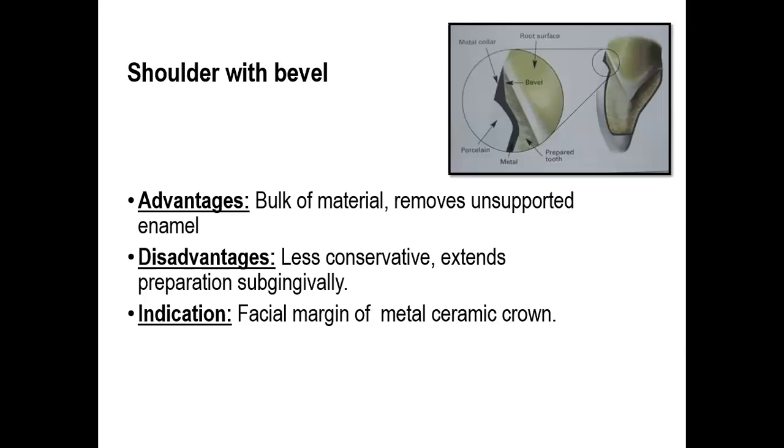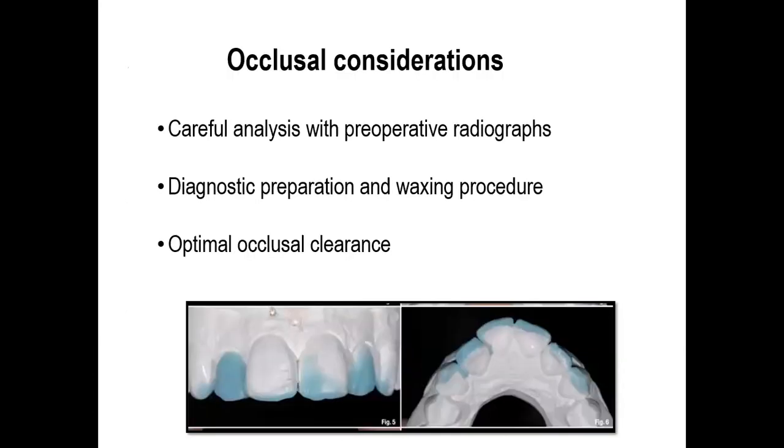That's all about the axial reduction. Now moving to the occlusal consideration. Before starting a procedure, we should analyze the tooth with pre-operative radiographs. Whenever possible, do a diagnostic preparation on a cast and do a waxing procedure to know how much tooth should be reduced, and how much occlusal clearance can be given.